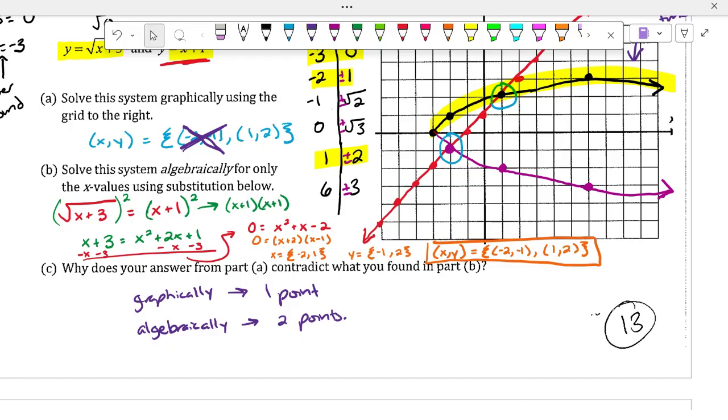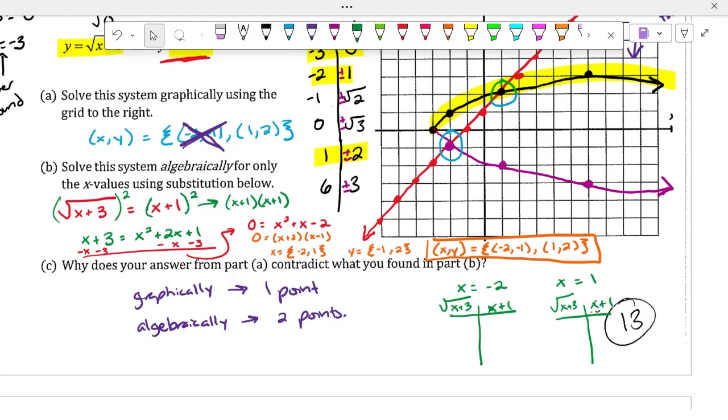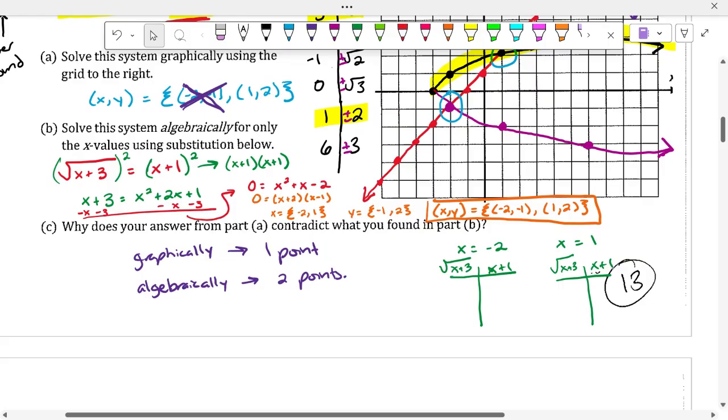Also, real quick, do me a favor, plug the x values back into the square root function. So the two x values we got were -2 and +1. I want you guys to plug it back into both functions. So plug it into the square root of x plus 3 and x plus 1. Tell me what you get.